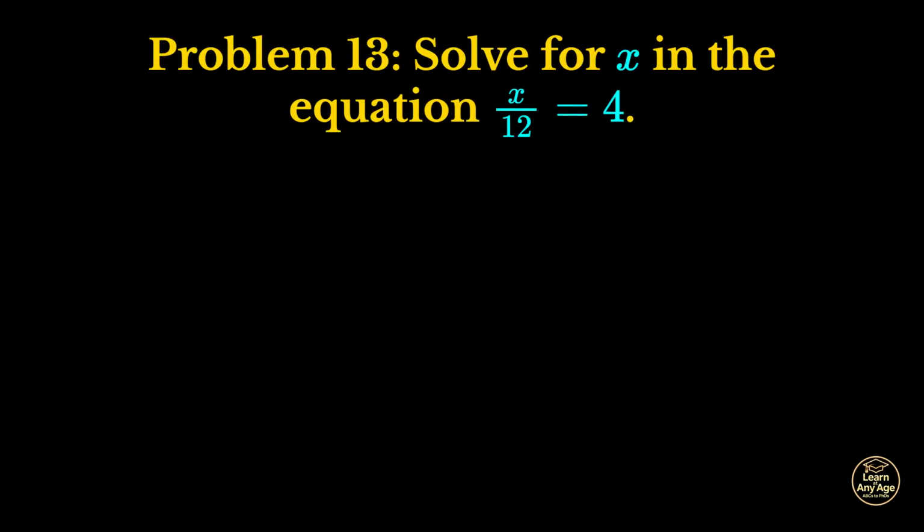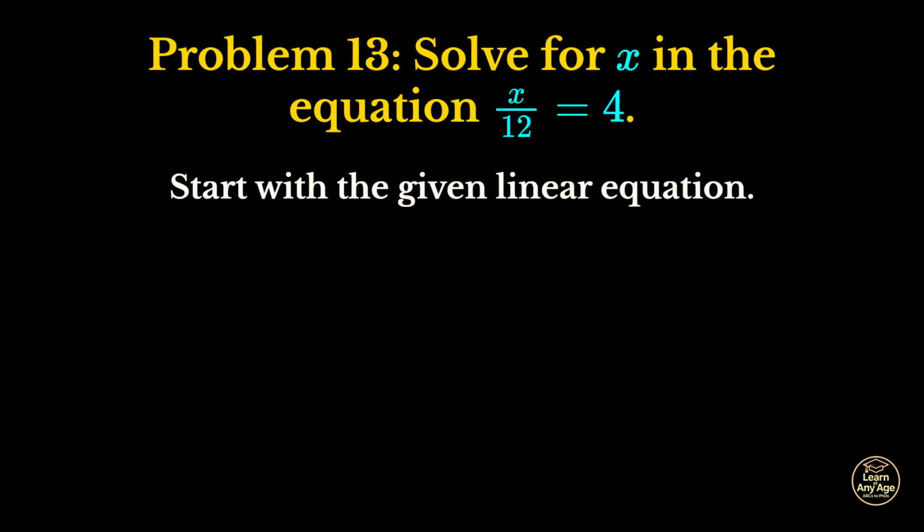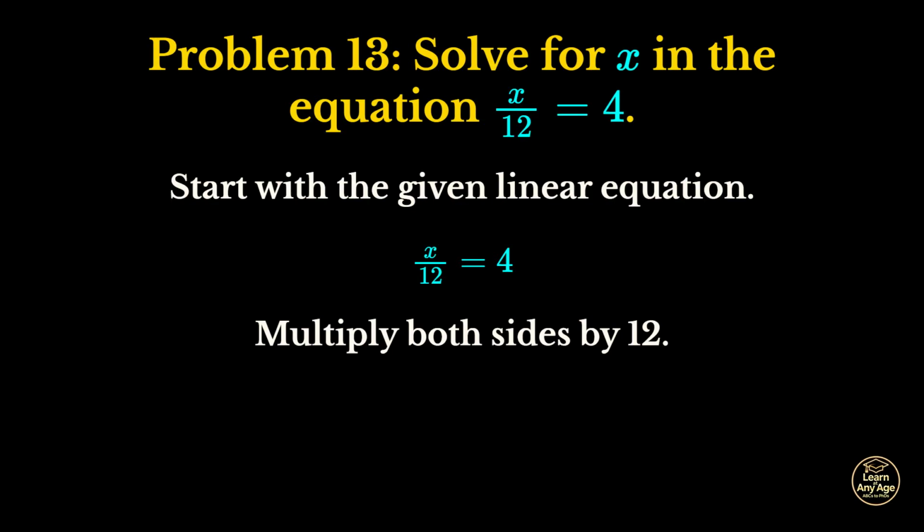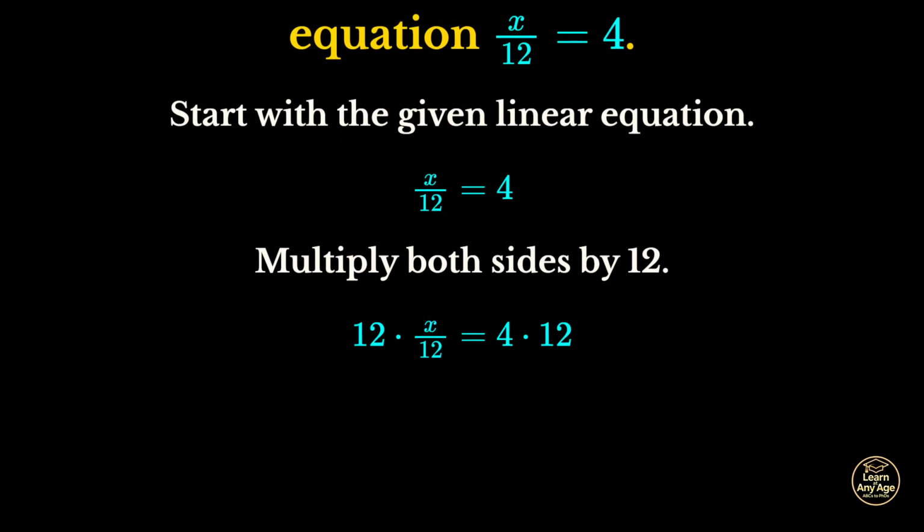Problem 13. Solve for x in the equation x over 12 equals 4. Start with the given linear equation. X over 12 equals 4. Multiply both sides by 12. 12 times x over 12 equals 4 times 12.